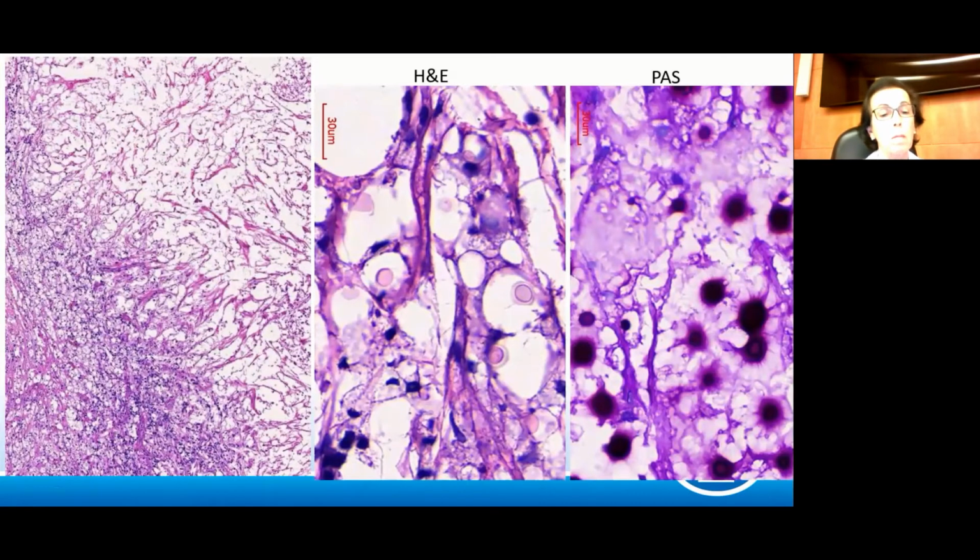There are some mononuclear cells. There may be even giant cells. But here we can see inside these spaces, these empty spaces, which are full of these yeasts. So these are the cryptococci. They have a capsule, which can be seen here even with the HE, but with the PAS, they are very well seen here.